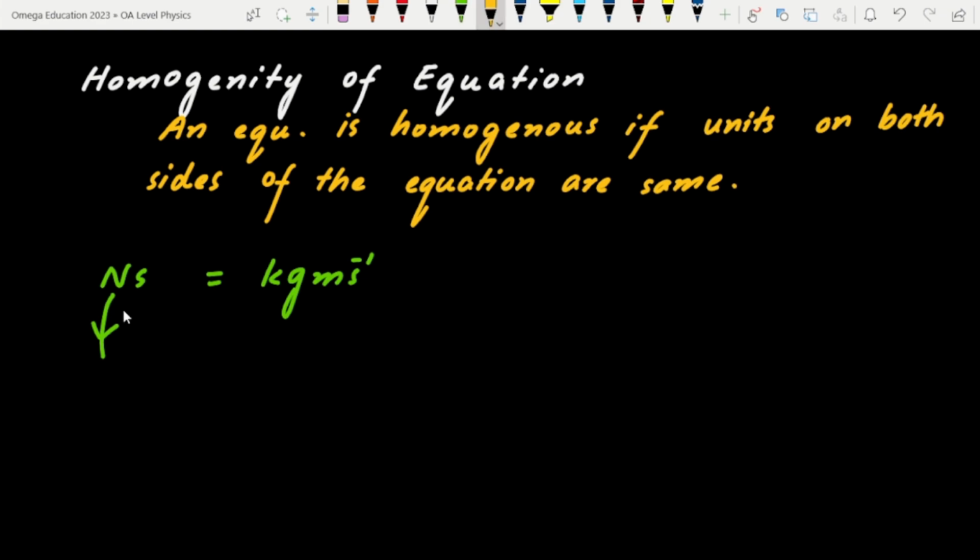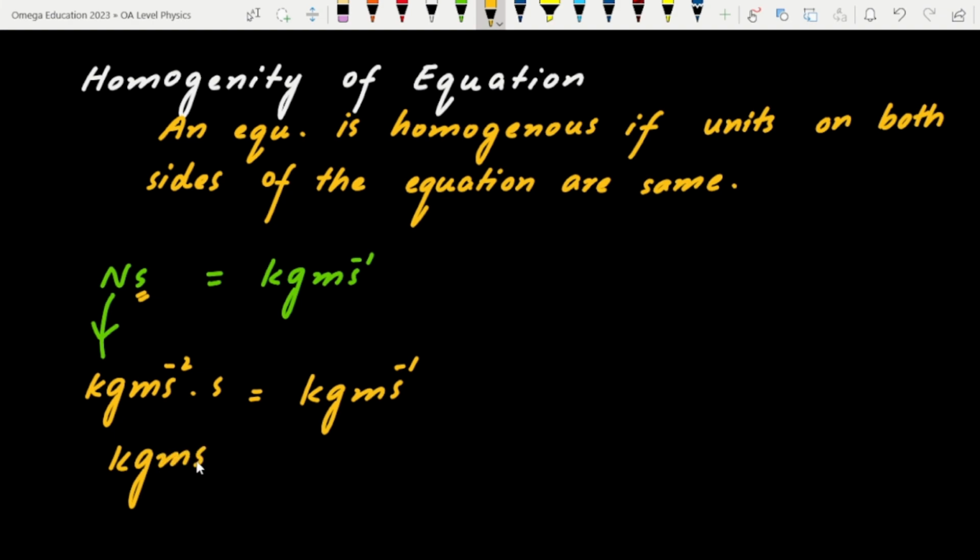Like we did in the previous lesson, Newton was equivalent to kilogram meter per second square, times this second as it is, which equals kg m s^-1. So the left side would be kg m s^-1, and that equals kg m s^-1. Once the equation has the units in terms of the base units, it's very easy to compare, and you can safely say that this equation is homogeneous, meaning the units on both sides are the same.